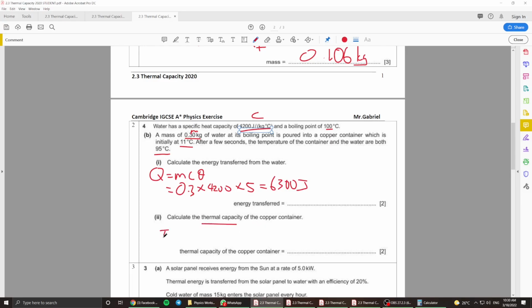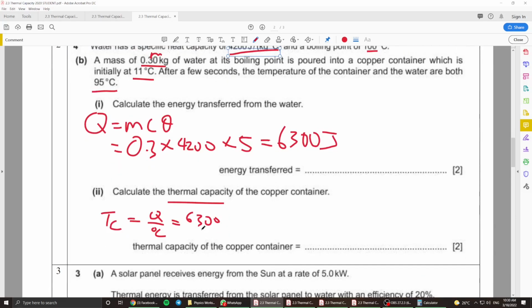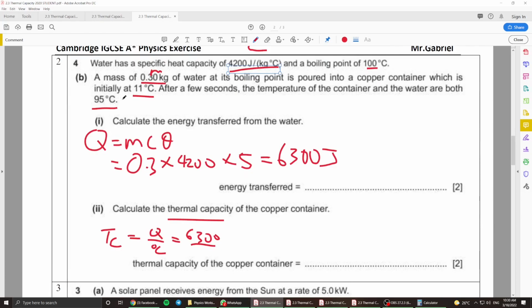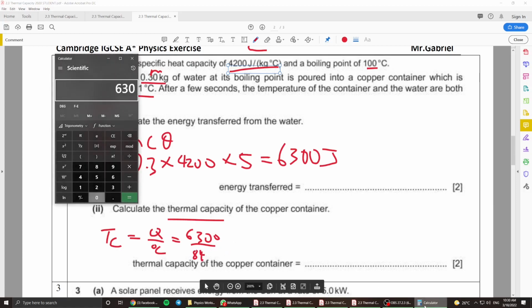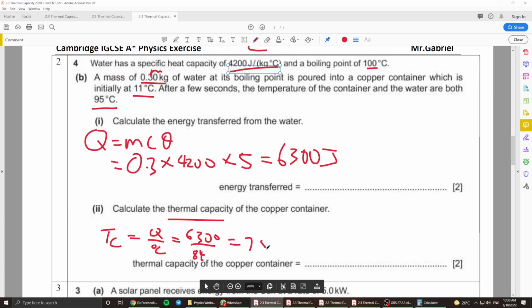Okay, then after that, calculate the thermal capacity of the copper. Thermal capacity is yet again Q over change in temperature. In this case here, the Q will be 6,300. The change in temperature is going to be 95 to 11, which is going to be 84 degrees Celsius, right? So you press that in the calculator, 6,300 divided by 84. You're supposed to get an answer of 75 joules per degree Celsius.